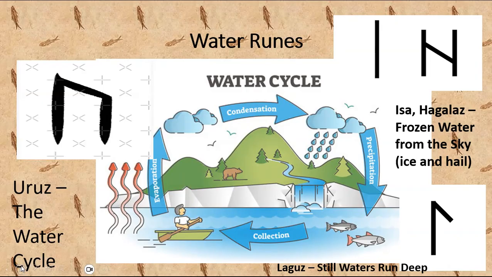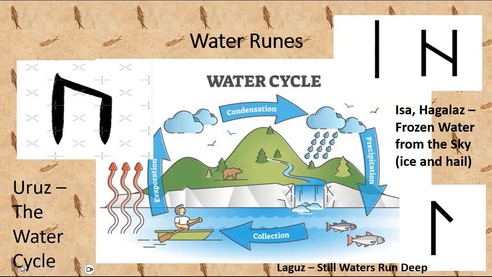Then we have the two frozen water runes. Because again, we're talking about a place where people were very cold, so a lot of times the water was frozen. So there's two of them. Hagalaz and Isa are frozen water. Isa is the rune of ice. The stopping power of frozen fjords and hip deep snow.